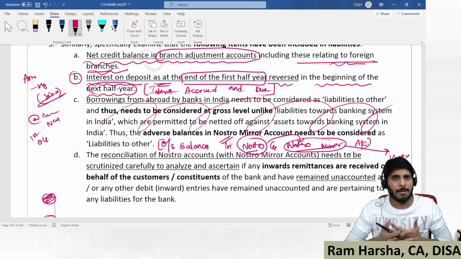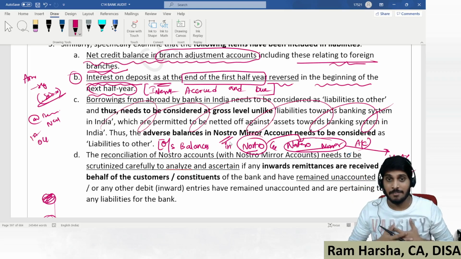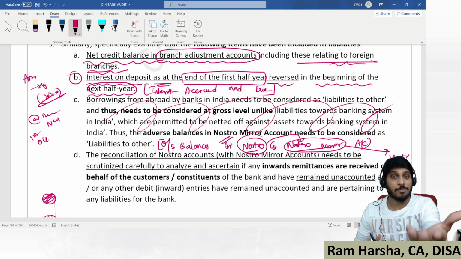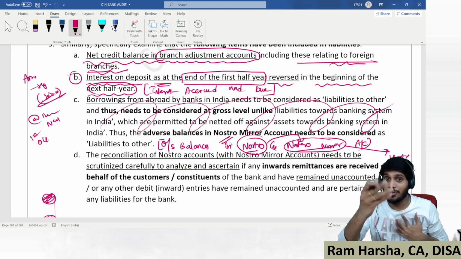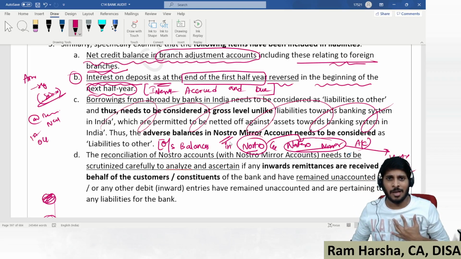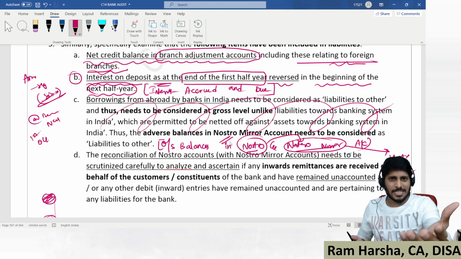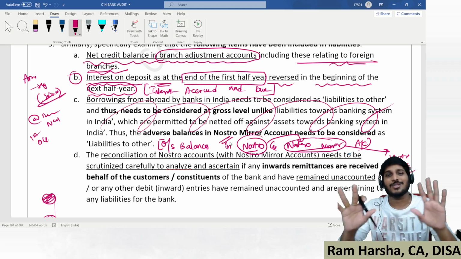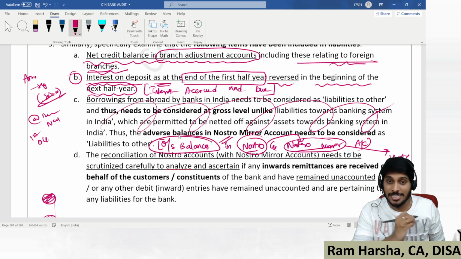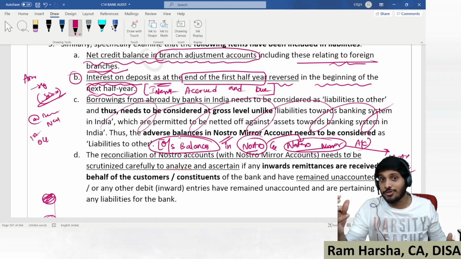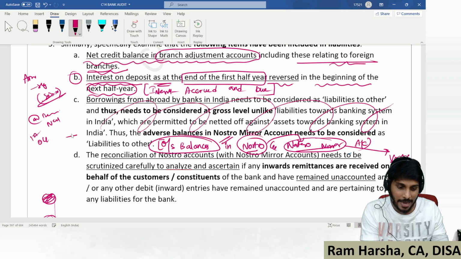Example: I'm a buyer, you are a seller. When I buy goods from you, in your books I'm a customer ledger. In my books, your ledger is a supplier ledger. For me, the supplier ledger is for you a customer ledger. It's a mirror, right? That's it. So the auditor has to check whether there is any outstanding balance that the bank has to pay in the form of nostro or mirror nostro accounts. That shall also be added.